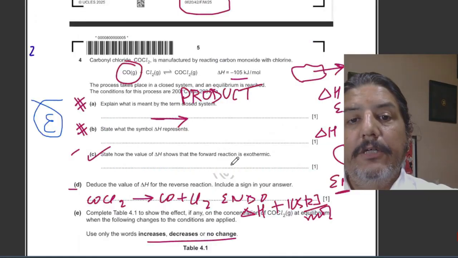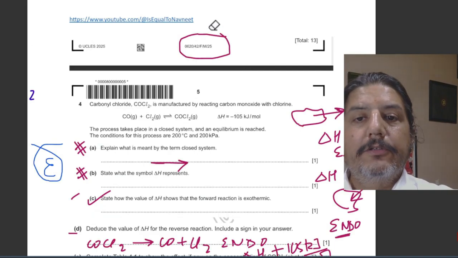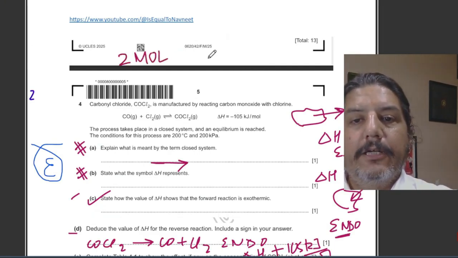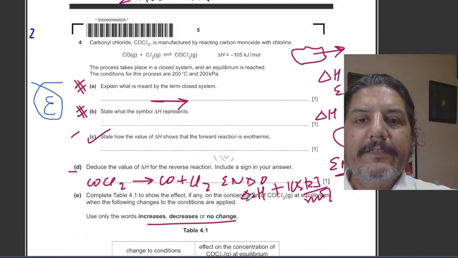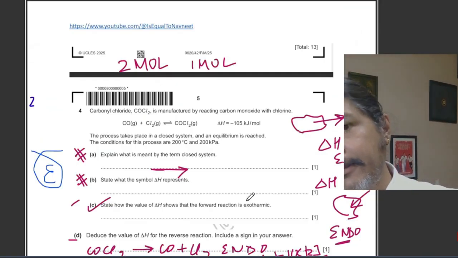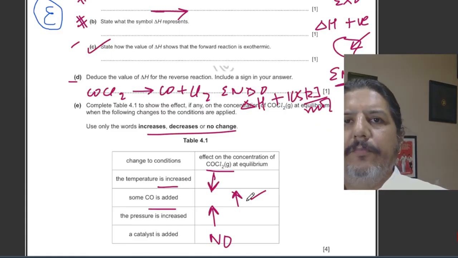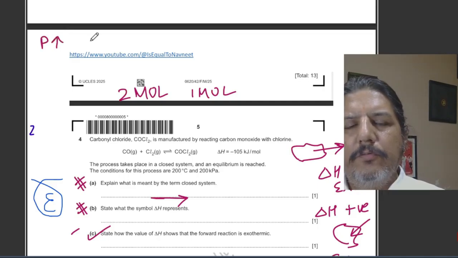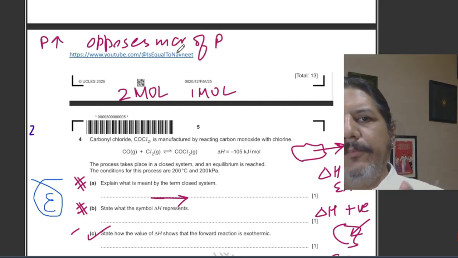Pressure is increased. As we have discussed before in the previous question also, whenever they are asking you a question regarding the pressure, always look at the number of moles. On the left side, 2 moles. On the right side, 1 mole. Now, if pressure is increased, the system has to move in a direction which opposes this increase of pressure. I'll write it here. If you increase the pressure, the system has to move in a direction which opposes the increase of pressure.